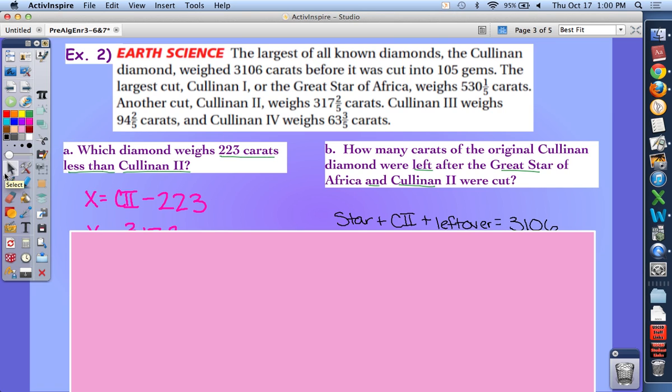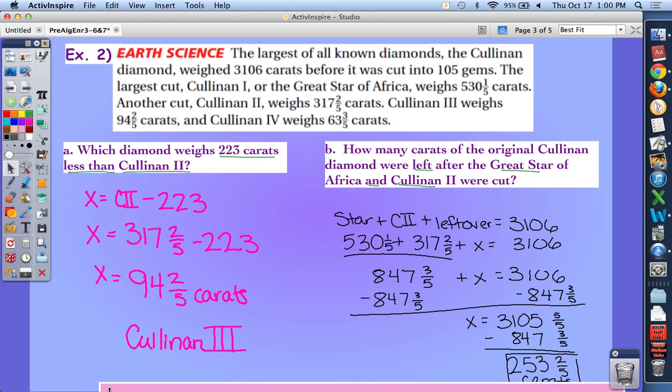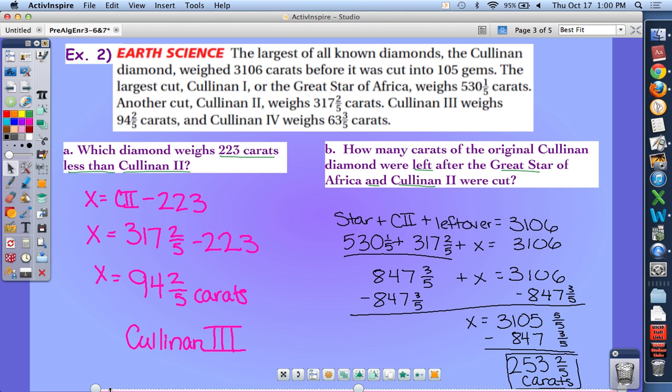Alright, so hopefully you have an answer for both of these equations. Your equation may look a little different than mine, or your work may look a little different than mine. But we should have the same answer. Here in this first one, we take the Cullinan 2 and we subtract the 223. When we're subtracting, we get 94 and 2/5 carats, but what did it ask for? It said, which diamond is this? So my answer is actually the Cullinan 3.